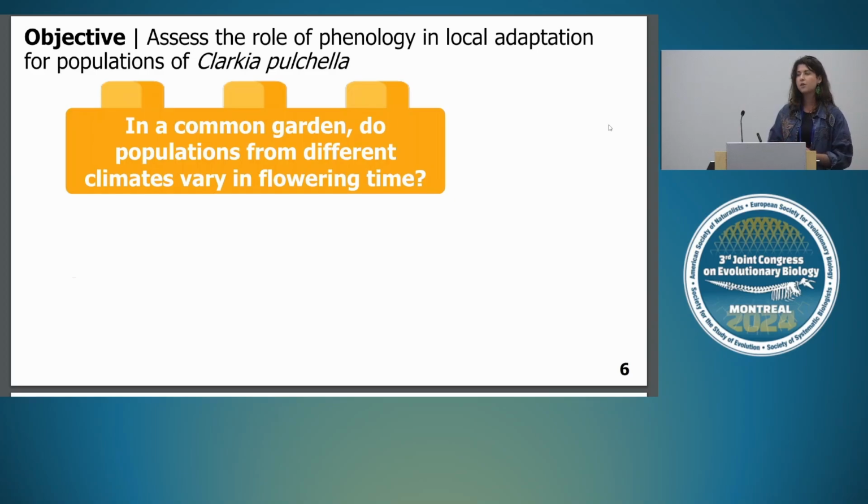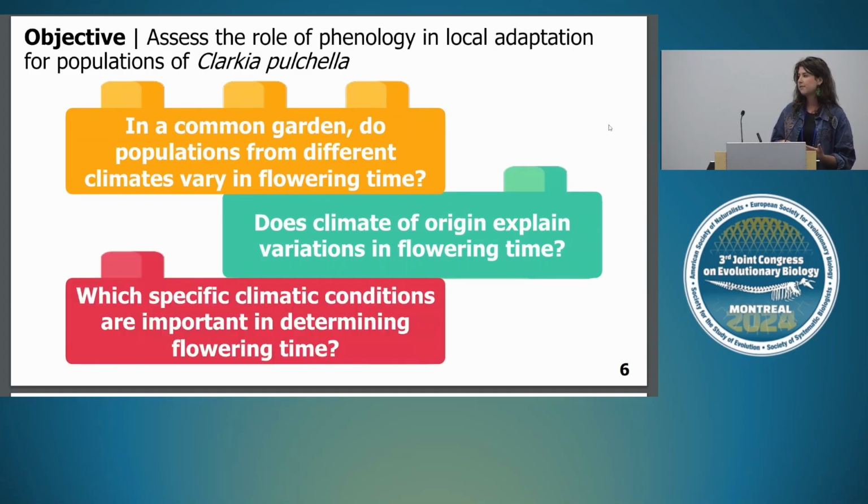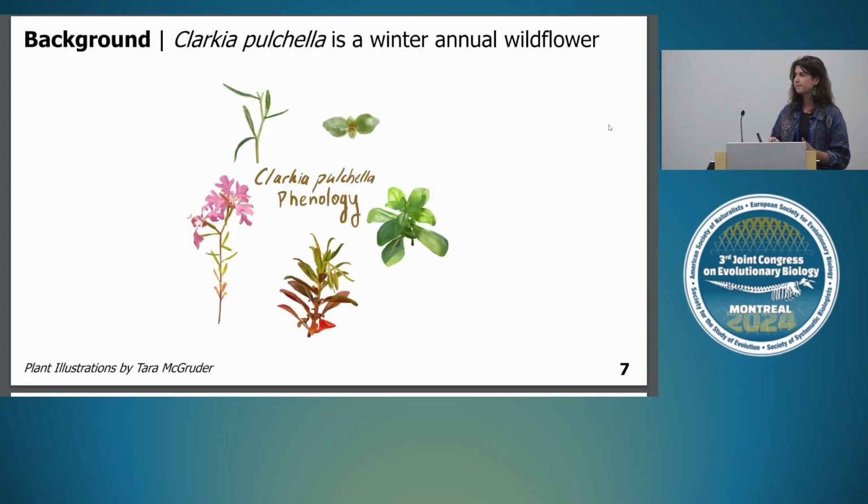The first one, in a common garden, do populations coming from different climates display differences in their flowering time? And this allows us to know whether or not these differences are actually heritable. Second, does climate of origin explain these variations in flowering time? And again, this is basically an indicator of possible local adaptation in these populations. And lastly, which specific climatic conditions are important in determining flowering time? And understanding the environmental conditions that may lead to populations evolving later or earlier flowering time is again important to understand how populations may then adapt to changing environments in future climates.